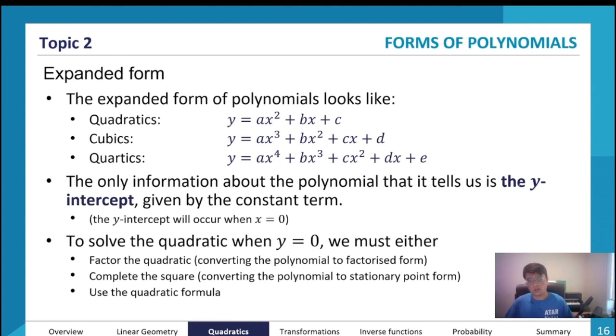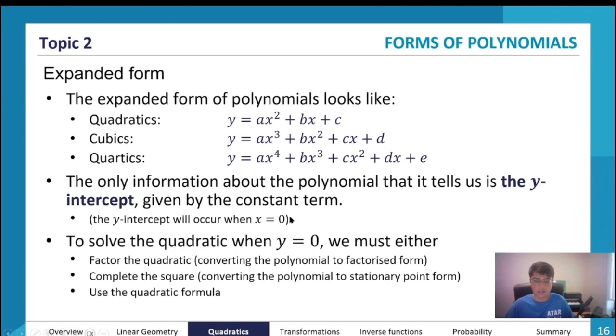Now, thinking about what information this form gives us in terms of how the equation looks when we sketch it out, this form only tells us the y-intercept at face value. The y-intercept is given by the constant term, also known as the c term. That's going to be this term right here in the case of the quadratic. In the case of a cubic, it's going to be this term here, d. And in the case of a quartic, it's going to be e. That's going to give us the y-intercept of each of these equations here.